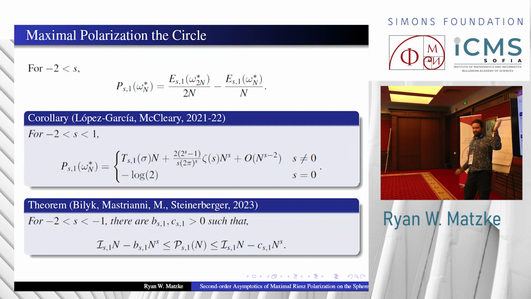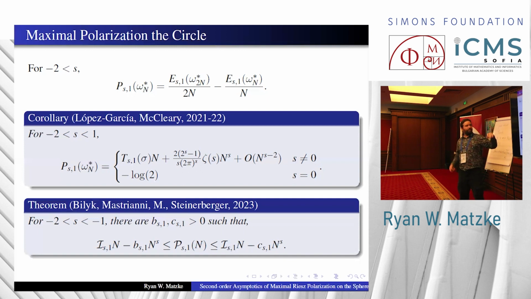recently written by Lopez Garcia and McCleary, we have that specifically for the roots of unity, the asymptotic expansion of the Riesz polarization is given here. Once again, first order term of order n, and then second order term of order n to the s, with the coefficient in front of it, I should say this is, of course, the Riemann zeta function. The coefficient in front is set up in a way so that no matter what your value of s is, it's always something negative. And then for the logarithmic case, you just get negative log 2. Here also, just as in the energy case, the first order term just has a 0 coefficient. So that is why you do not see it there.